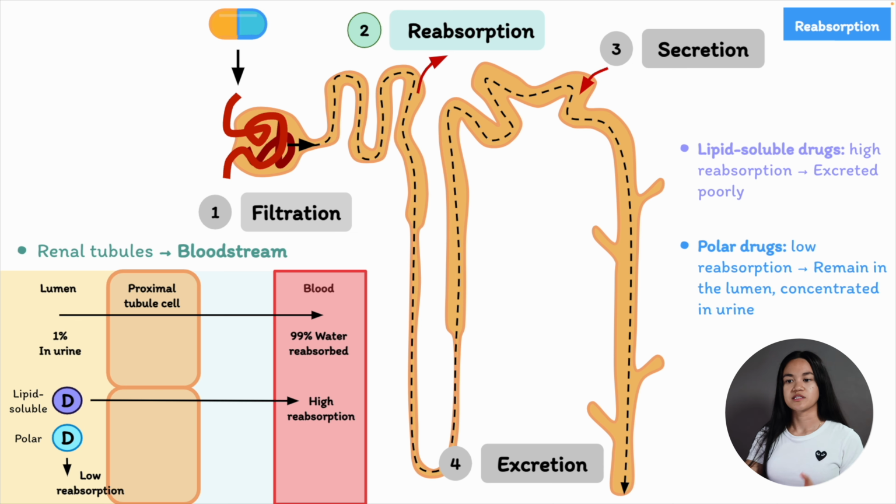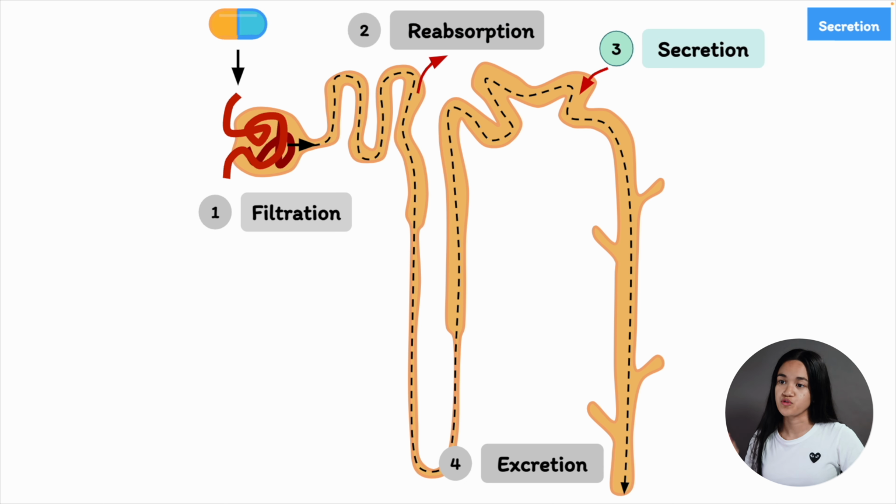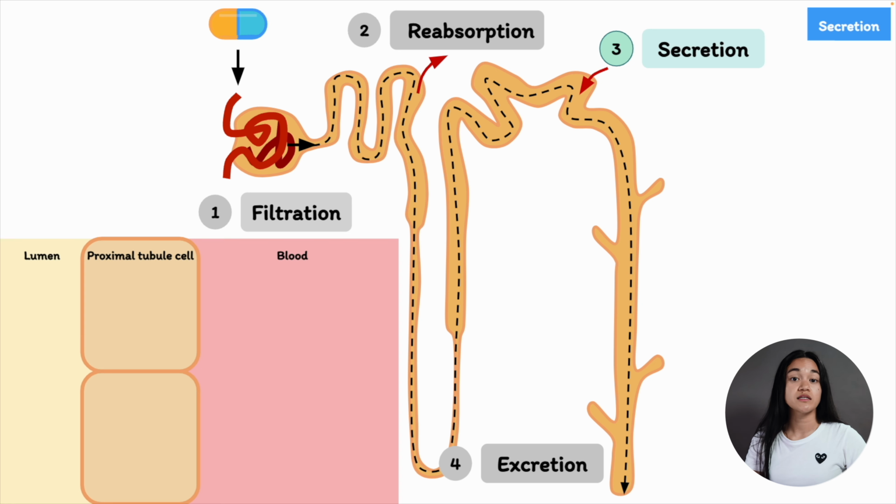The second step, let's move on to the third and most important process in renal elimination, which is the secretion of drugs into the tubules. This active secretion involves carrier molecules that transport the drug and its metabolites into the renal tubules. So we're going the opposite direction. We're going from the bloodstream into the renal tubules.